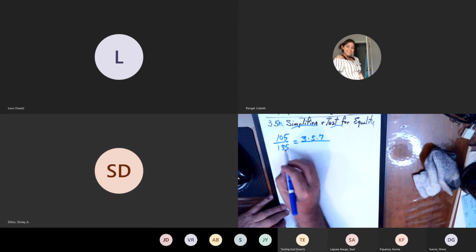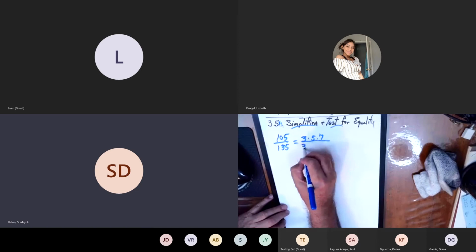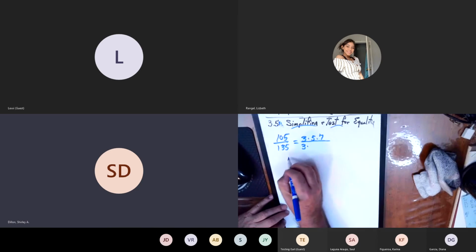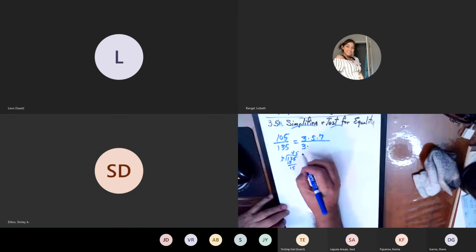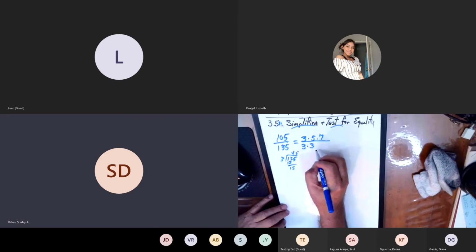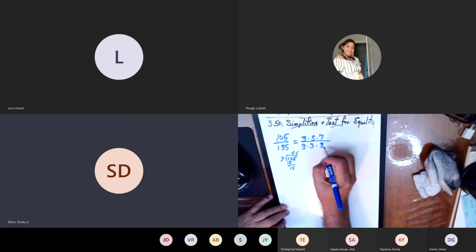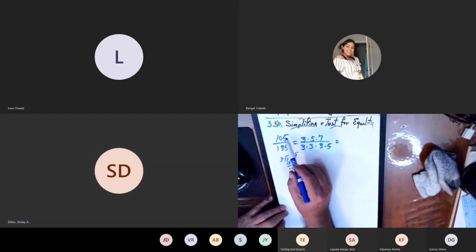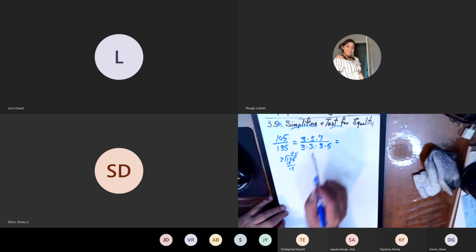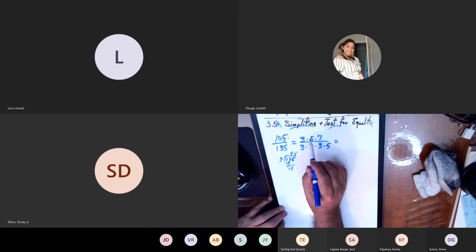On the bottom, 135, 5, 6, 7, 8, 9. Then the sum is 9, so I know a 3 comes out. 135 divided by 3 gives me 45. 45, a 3 comes out of 45, gives me 15. 3 times 5. So I use the factor tree to factor this out, and I use the factor tree to factor this out. So I've got 3 times 5 times 7 over 3 times 3 times 3 times 5.